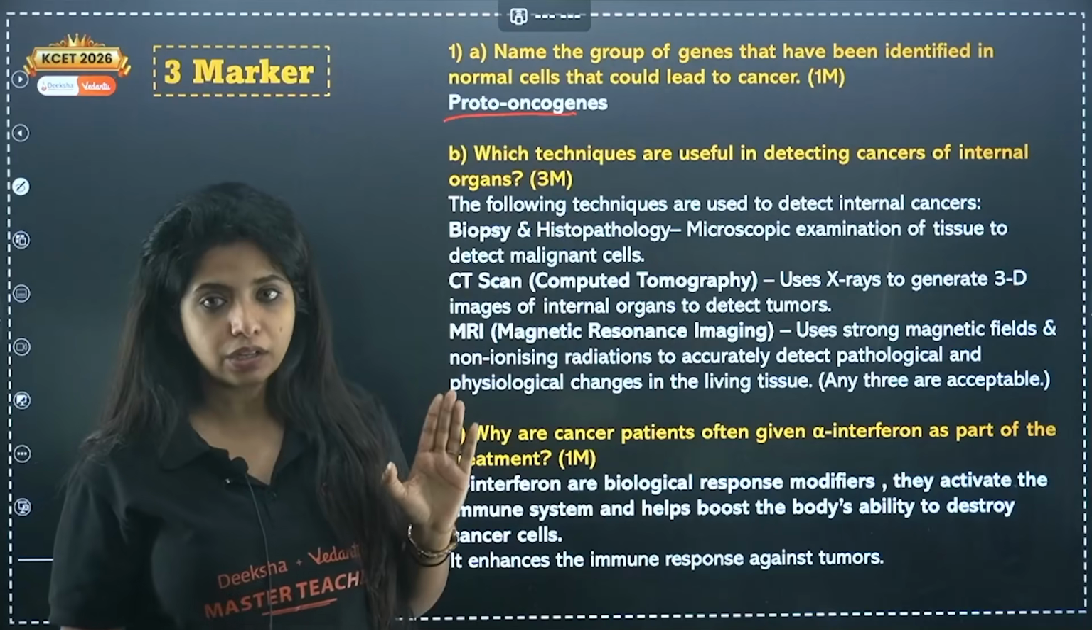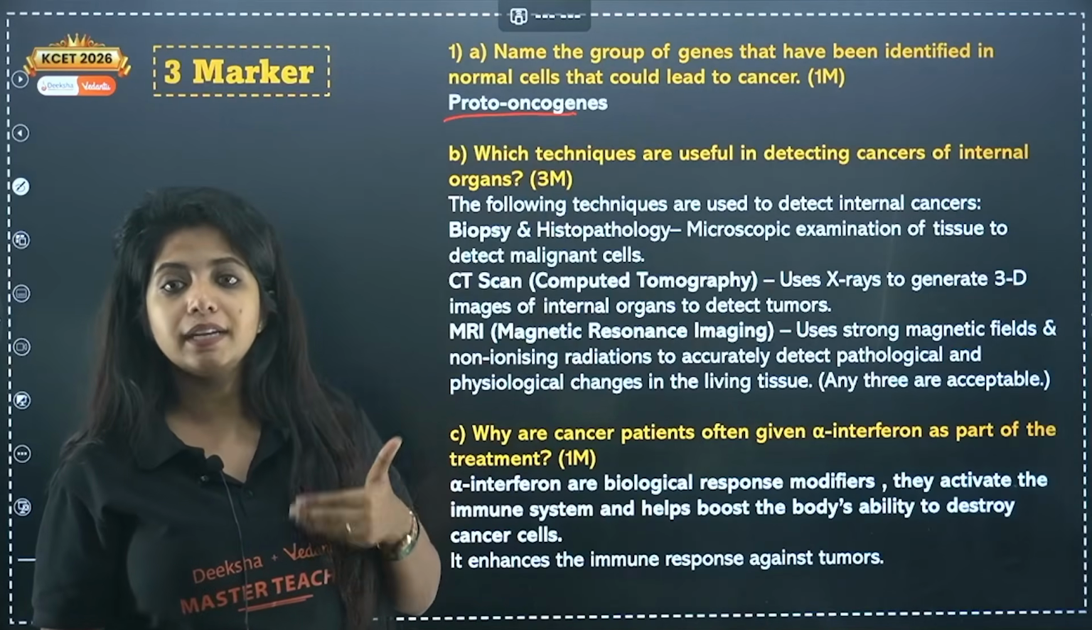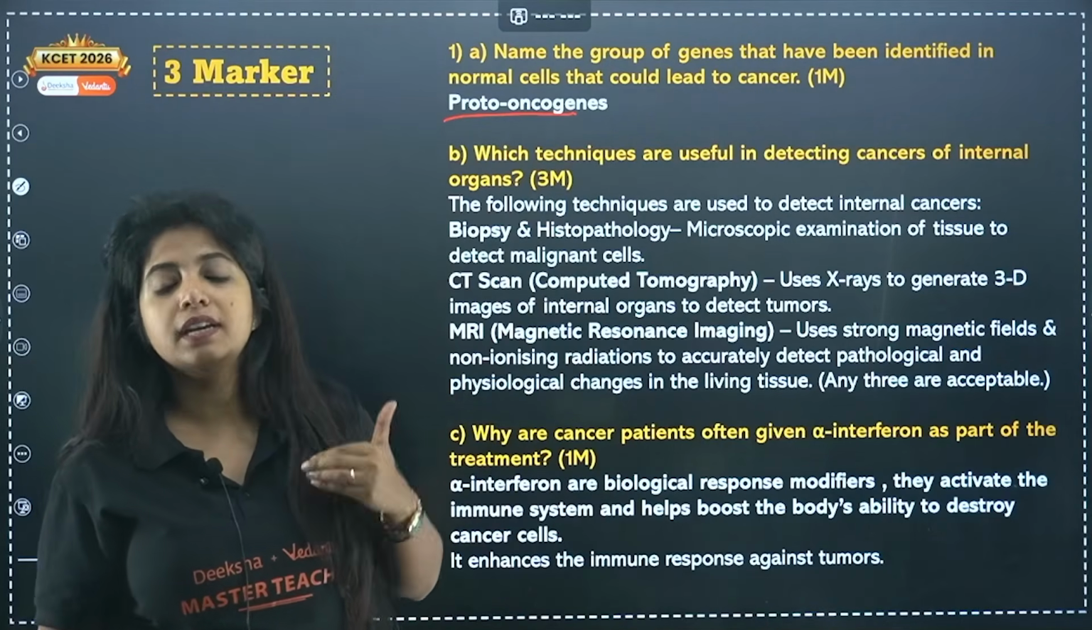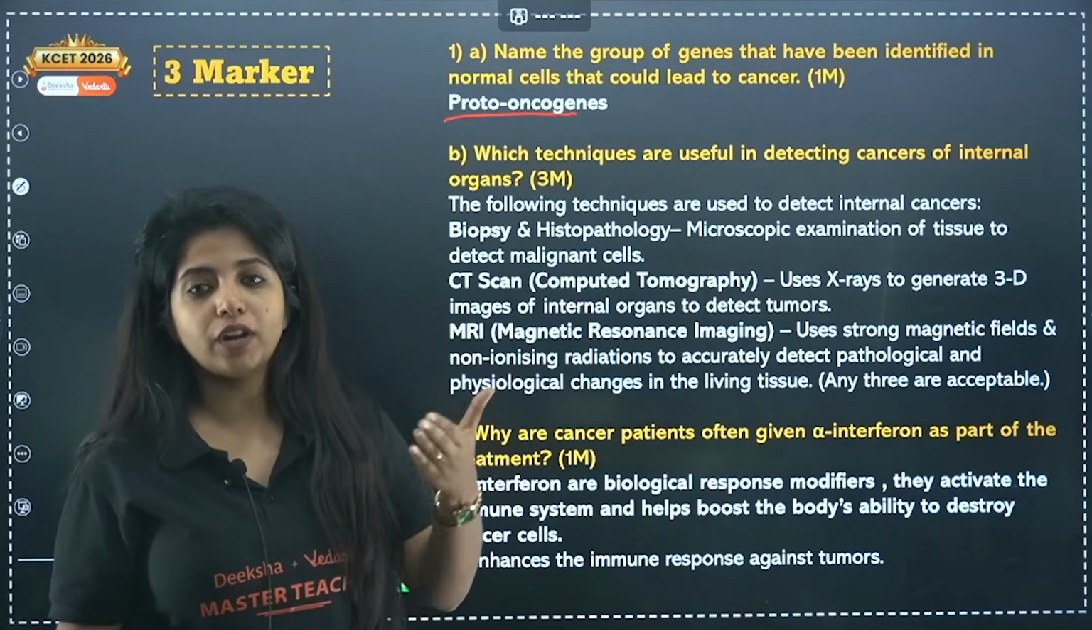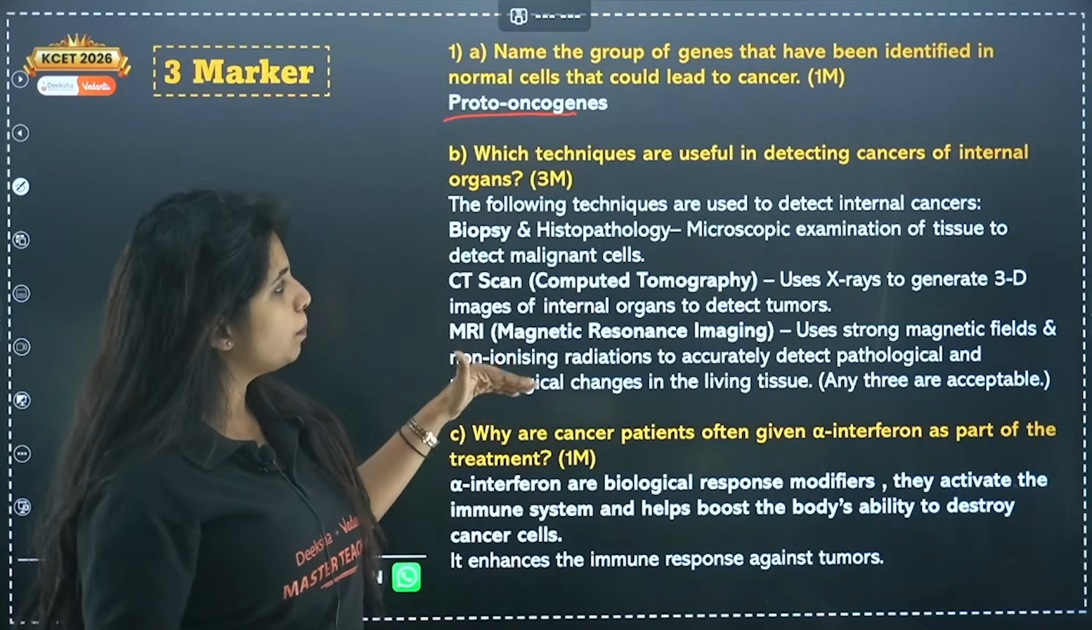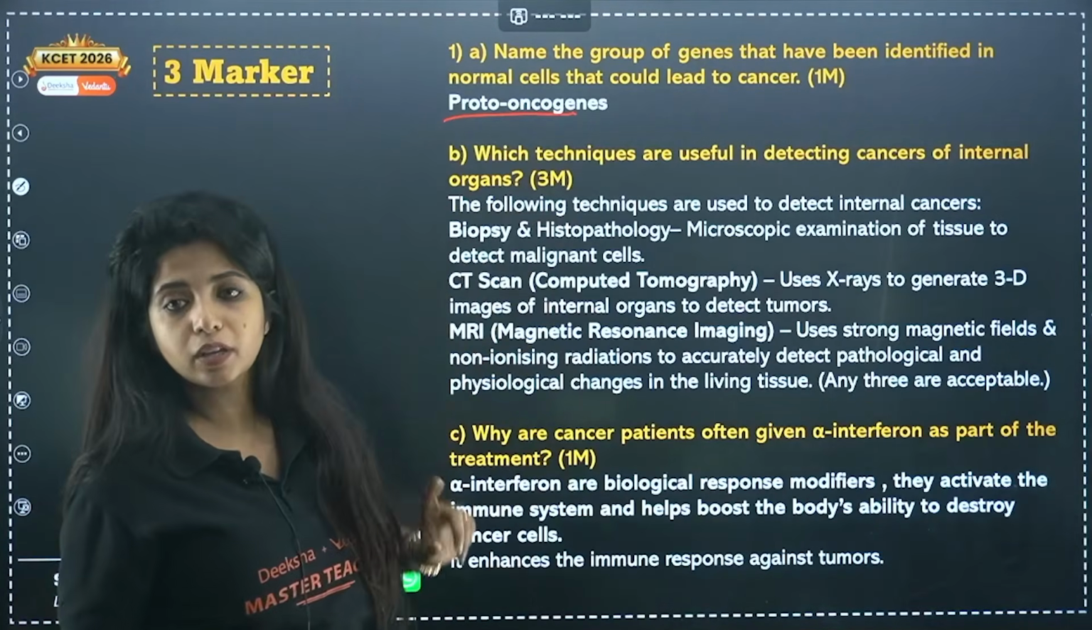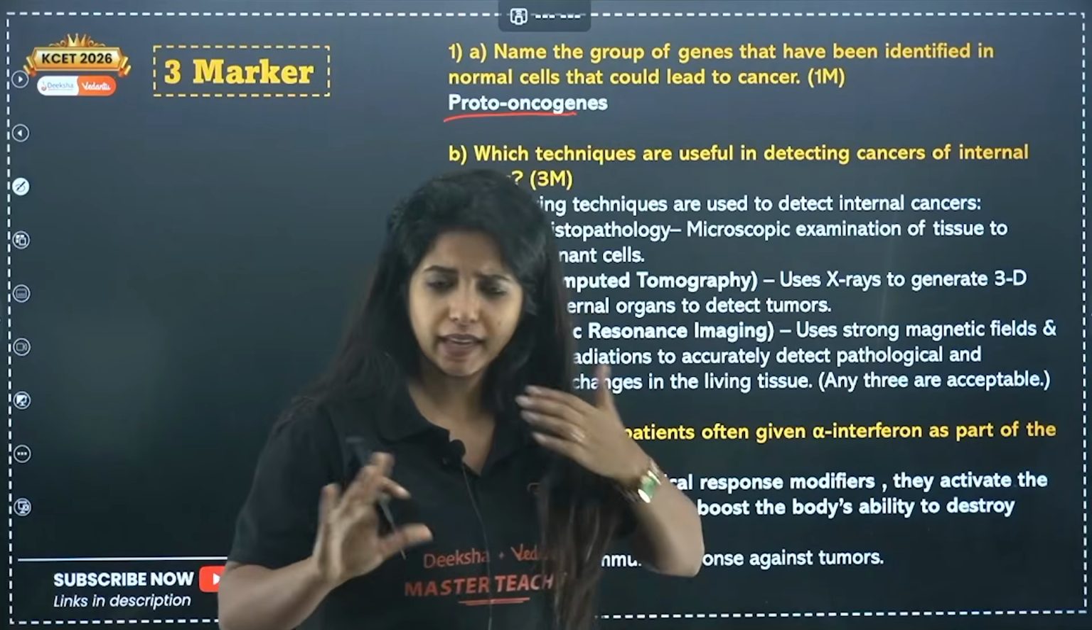Now, which techniques are useful in detecting cancer of internal organs? Internal organs, my dear children. So basically, if it is internal organs, it has to be specifically, my dear children, CT scan, computer tomography. But again, we have to talk a bit about all the other things because it's a 3-marker question. So we'll talk about all the cancer detecting mechanisms.